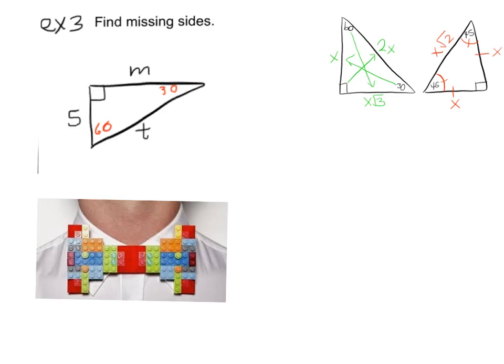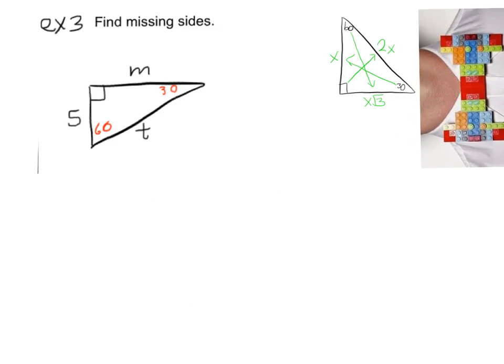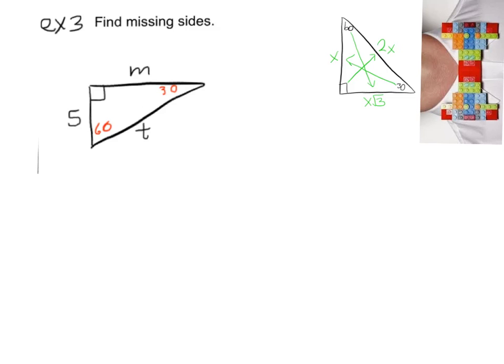Okay, for this problem, I've been given a different right triangle, one with the angle measurements of 60 and 90. So the first thing I can see here is I'm going to take my bow tie, I'm going to turn it this way. This is the only triangle I need for this shape. So now I need to see what I've been given.